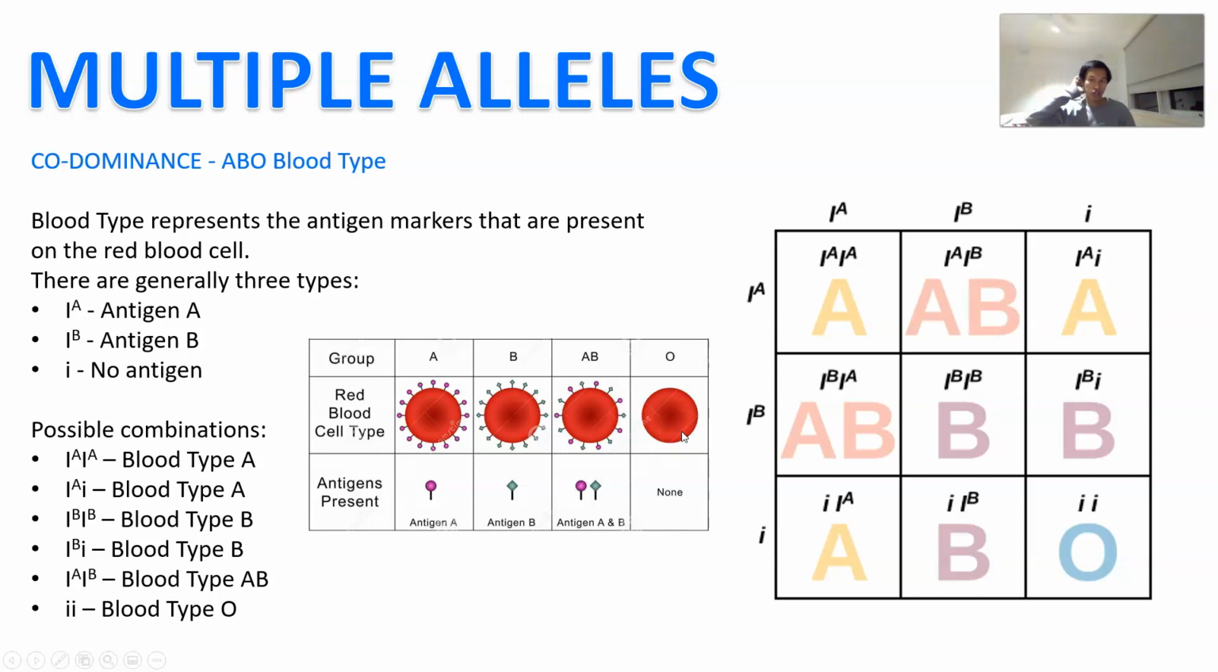So of the combinations, the order doesn't matter, right? So lowercase i, capital IA is exactly the same as capital IA, lowercase i. These two are exactly the same, right? So you have 1, 2, 3, 4, 5, 6 genotypes, but you have 1, 2, 3, 4 phenotypes. There are only 4 traits available: A blood, B blood, AB blood, and O blood. But there are 6 genotype combinations as a result of that.